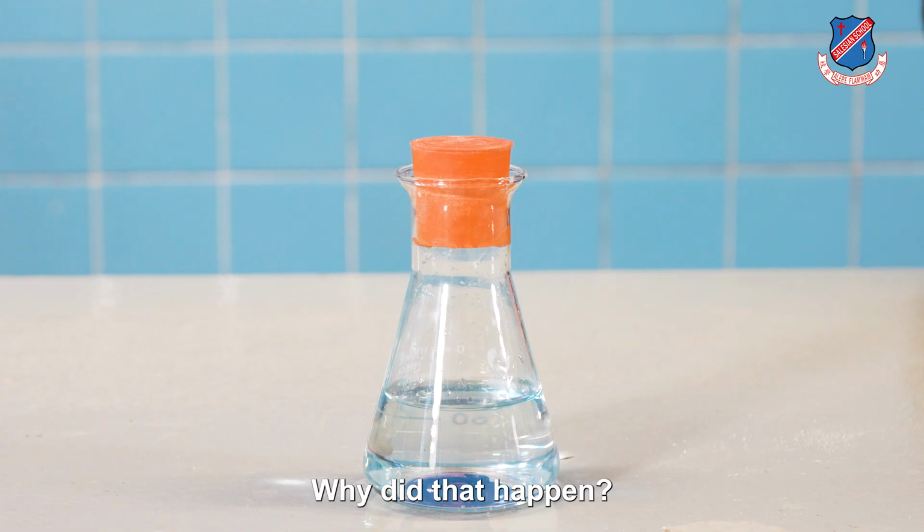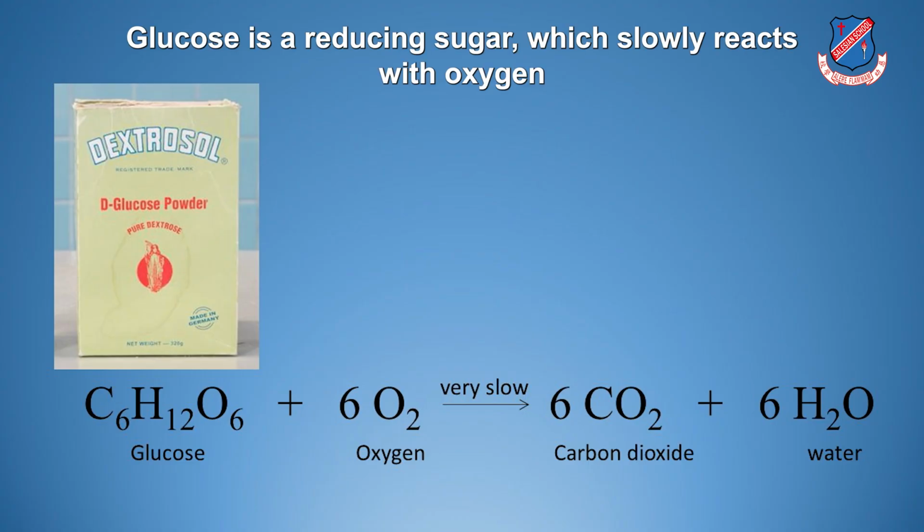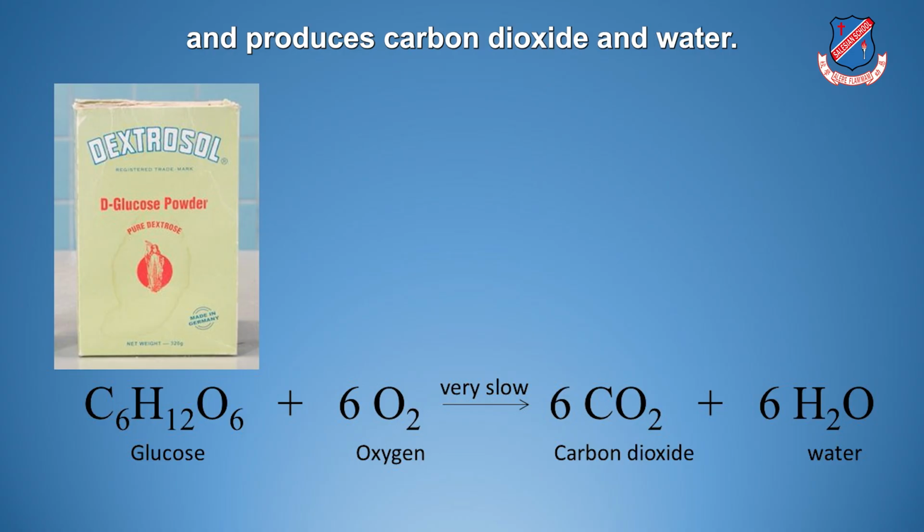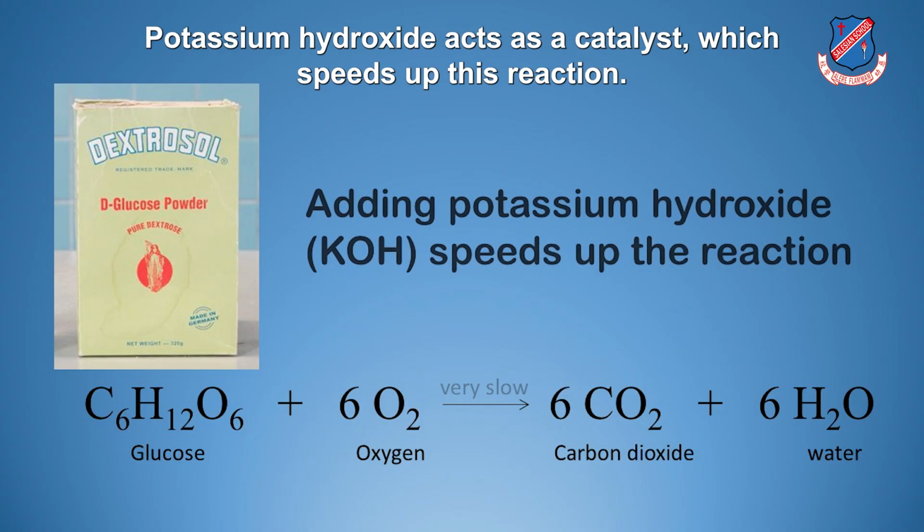Why did that happen? Glucose is a reducing sugar, which slowly reacts with oxygen and produces carbon dioxide and water. Potassium hydroxide acts as a catalyst, which speeds up this reaction.